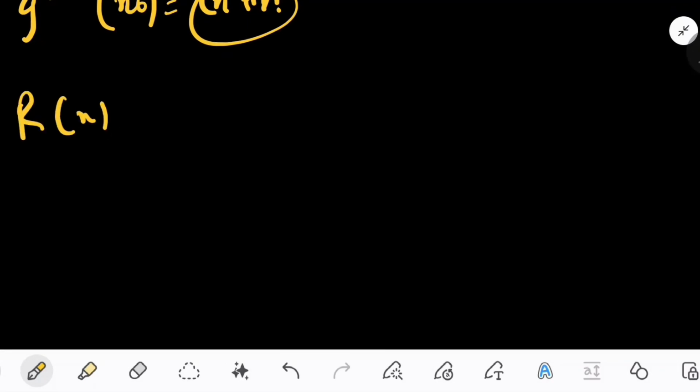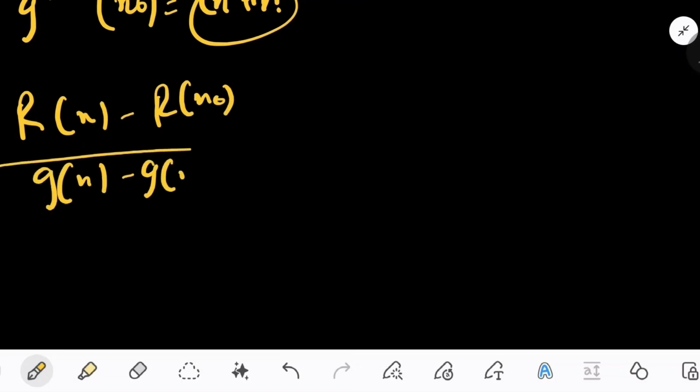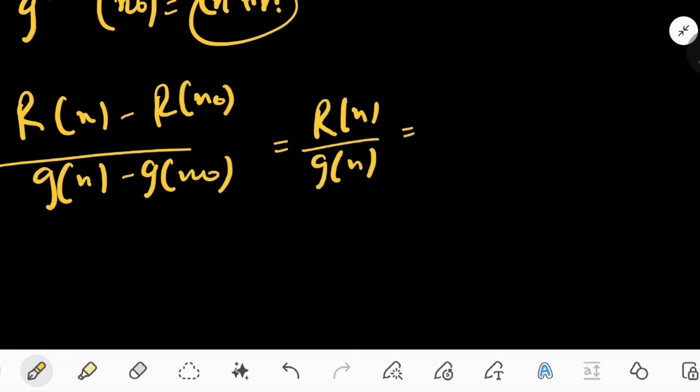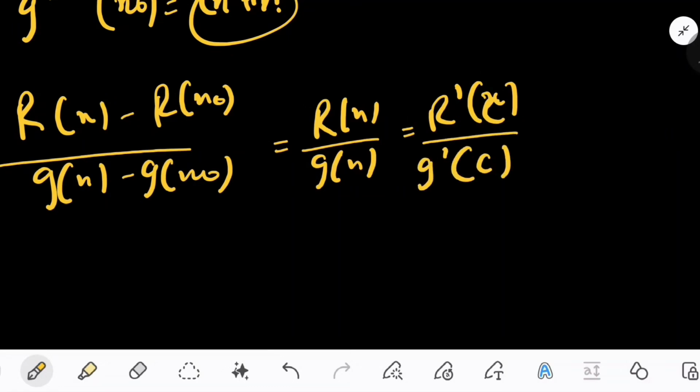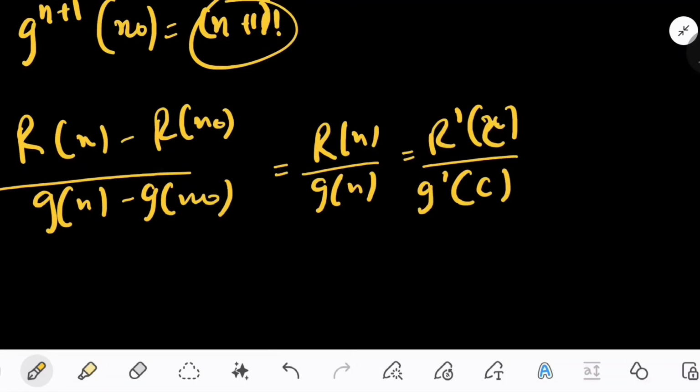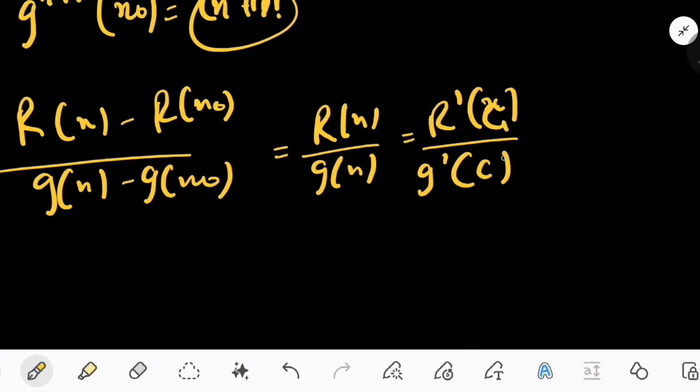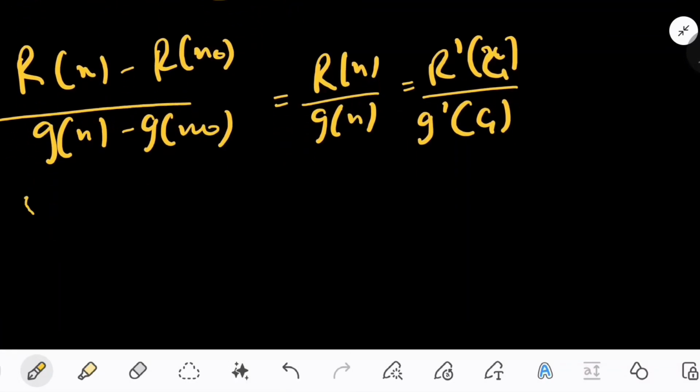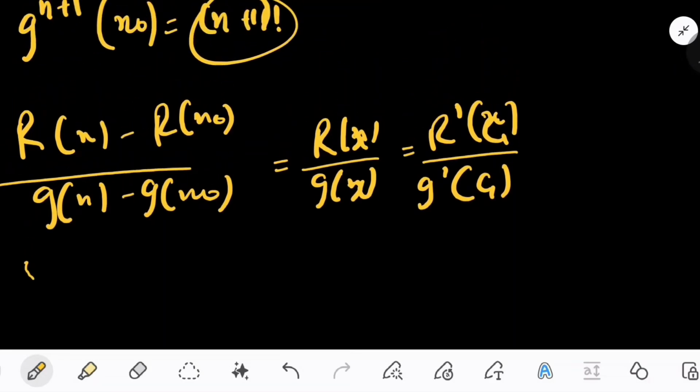R of x minus r at x naught by g of x minus g of x naught is equal to r of x by g of x is equal to r dash of c by g dash of c, right? Okay, is this fine? Okay, c1 you can say right over here. And why is it equal to this? Where has x naught disappeared?